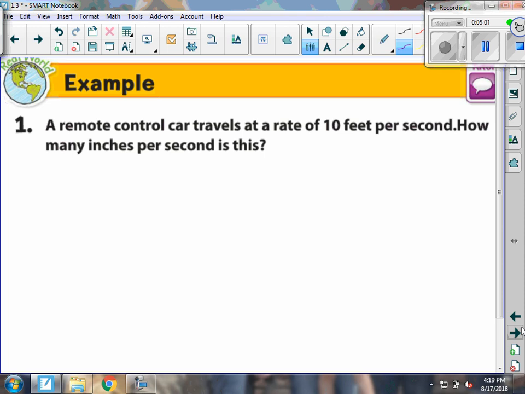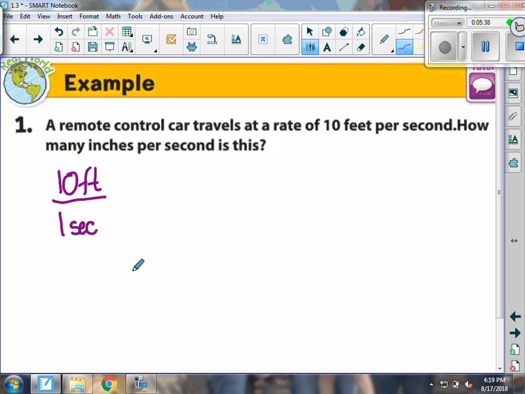A remote control car travels at a rate of 10 feet per second. How many inches per second is this? So pause this so you have enough time to write it down, please. Okay, so we're going to write our first fraction. And this is similar to what we did in the first couple of lessons in this chapter. We're going to create our ratio. So we're going to have 10 feet over the per second. So that's going to be 1 second.